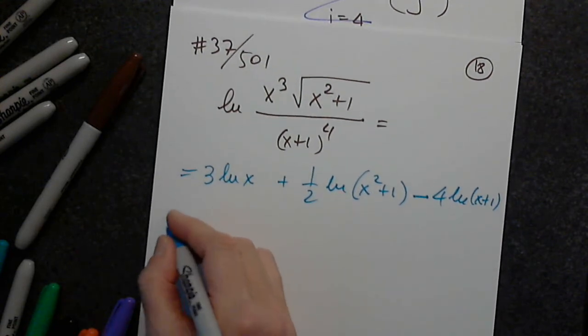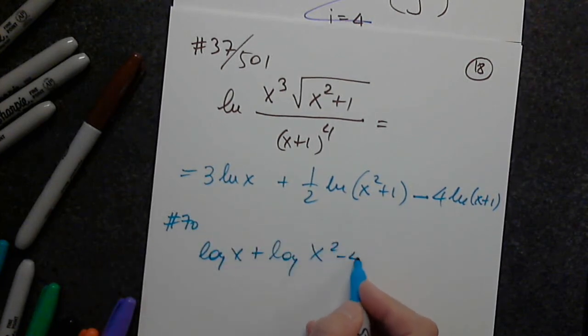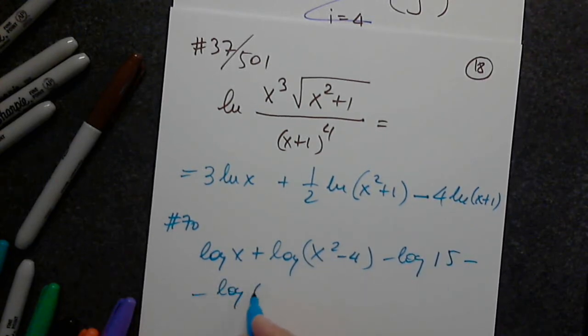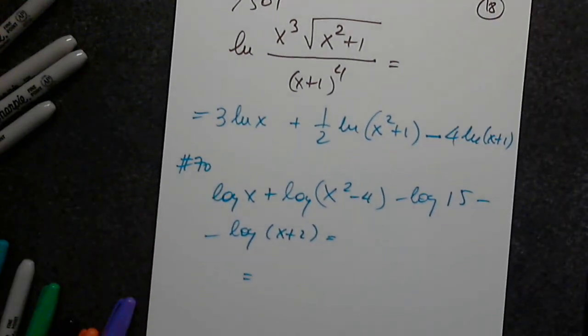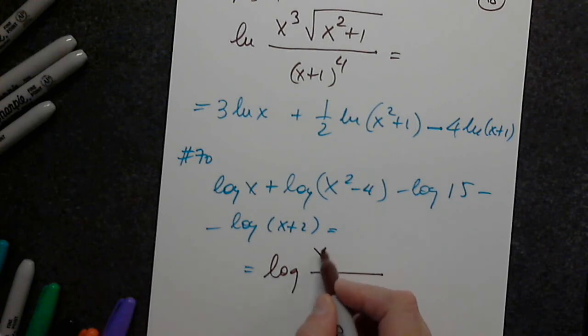70. Log x plus log x squared minus 4 minus log 15 minus log x plus 2. Again, since we practice, I think, enough of these, you can give the answer right away. How many factors will go to the top? 2. How many factors will go or come, if you want, from the denominator? 2. So this should take a blink. You only have 1 log, remember, not log of, log of, log of, just 1 log. Yes?